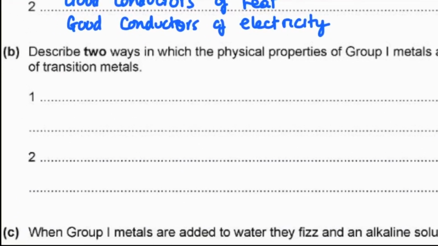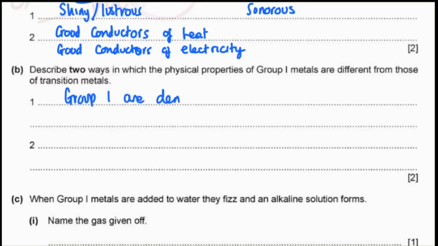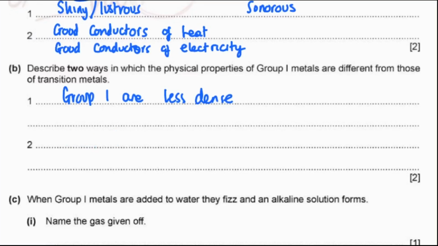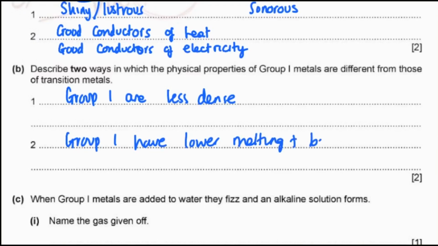Describe 2 ways in which the physical properties of the group 1 metals are different from those of the transition metals. So it's now looking at how are they different. We've looked at how they're the same. How are they different? Well, there's 2 main ones. We say group 1 are less dense than the transition metals. But you don't need to write than the transition metals because it's already told you in the question, right? And the next one is group 1 have lower melting and boiling points.